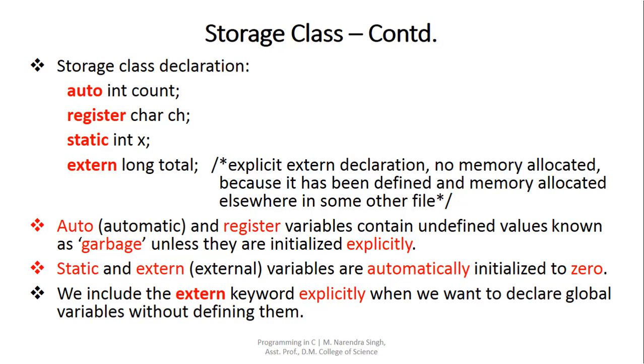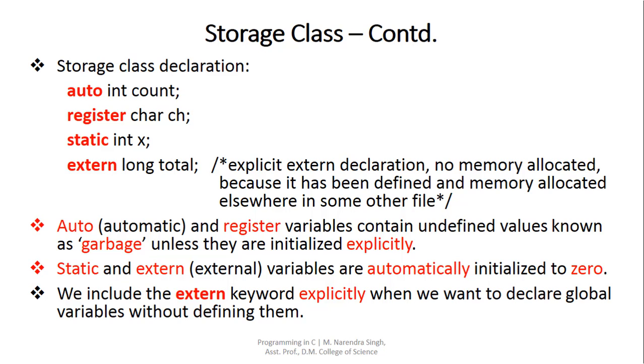This statement only declares the variable total, so this statement is not allocating any memory to the variable total because it has been already allocated some memory in some other file. The compiler will automatically initialize the value of this global variable total to 0, and the lifespan of this global variable total will be till the end of the program.